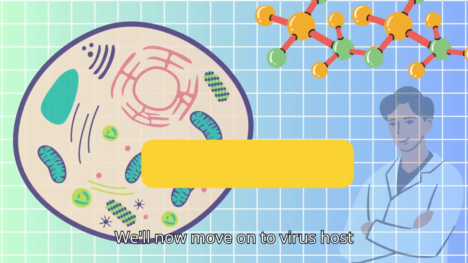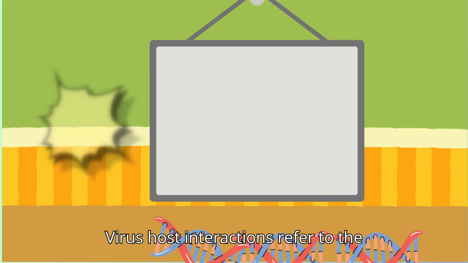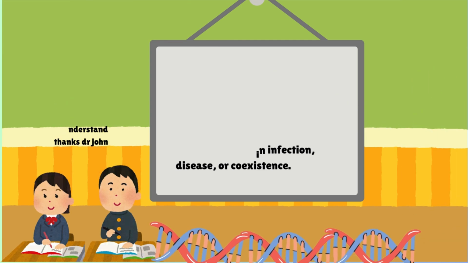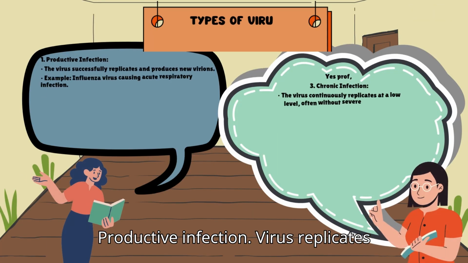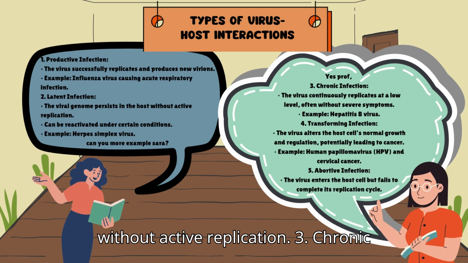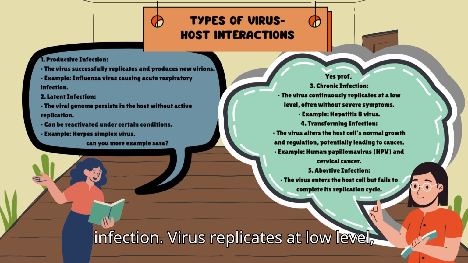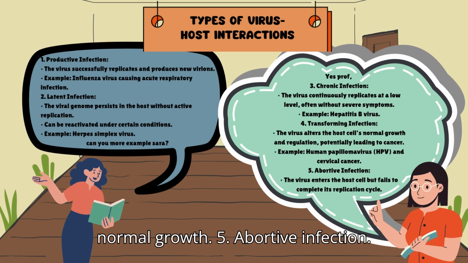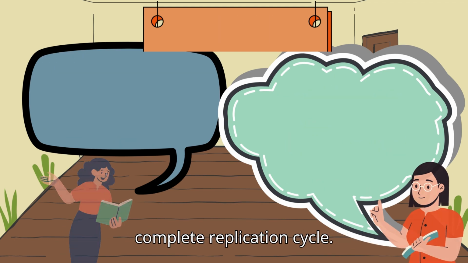We'll now move on to virus-host interactions. Virus-host interactions refer to the complex relationship between viruses and their host organisms. Types of virus-host interactions. 1. Productive infection. Virus replicates and produces new virions. 2. Latent infection. Viral genome persists in host without active replication. 3. Chronic infection. Virus replicates at low level without severe symptoms. 4. Transforming infection. Virus alters host cell's normal growth. 5. Abortive infection. Virus enters the host cell, fails to complete replication cycle.